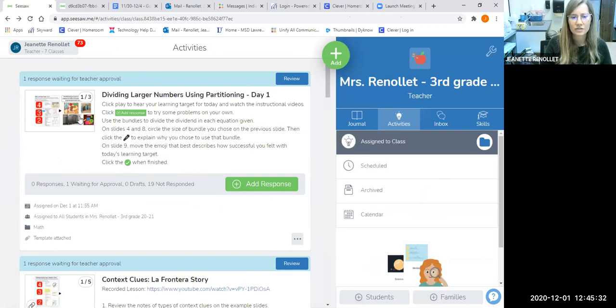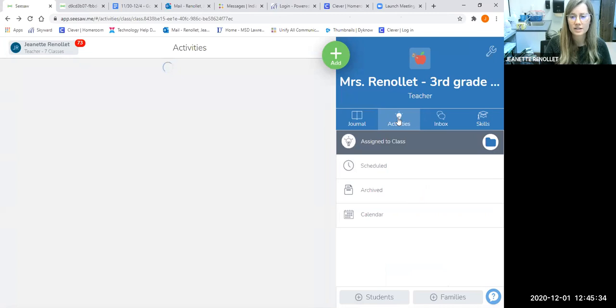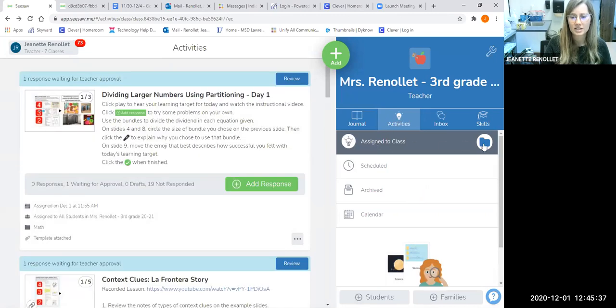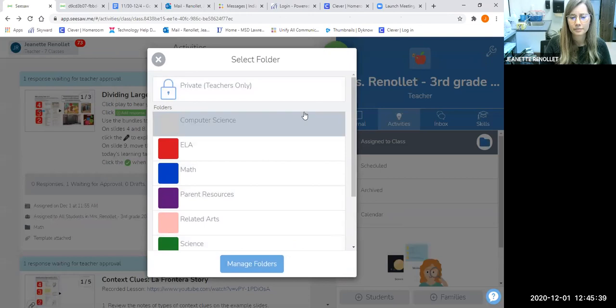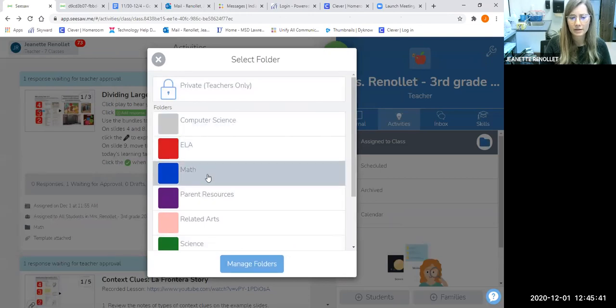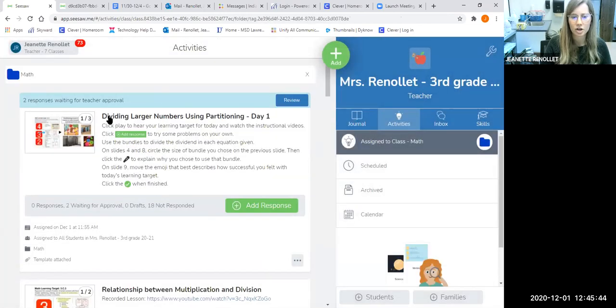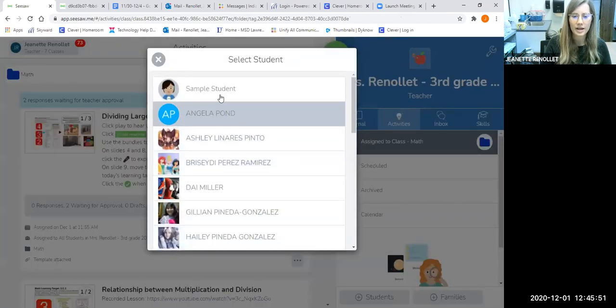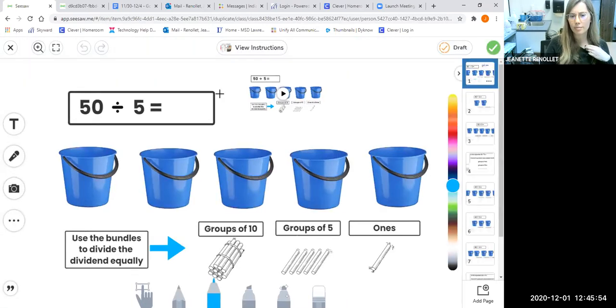To find your task for partitioning, you will click on Activities, click on Assign to Class folder, blue for Math, and it's called Dividing Larger Numbers Using Partitioning, Day 1. You open it up and you will see the models with the blue buckets. When you are done with your task today, do your division quizzes on the schedule.